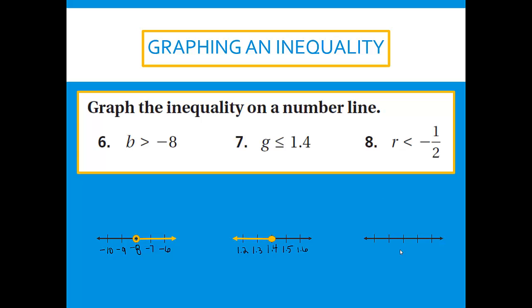So on our number line, we'll go ahead and write negative 1/2. And then going to the right, we can have 0. And then we can have positive 1/2. And then going to the left, we can have negative 1. And then negative 1 1/2 or negative 3/2. Now, since we have less than, we're going to have an open circle at negative 1/2. And the numbers that are less than negative 1/2 would be the numbers on the left-hand side, because these numbers are less than negative 1/2.